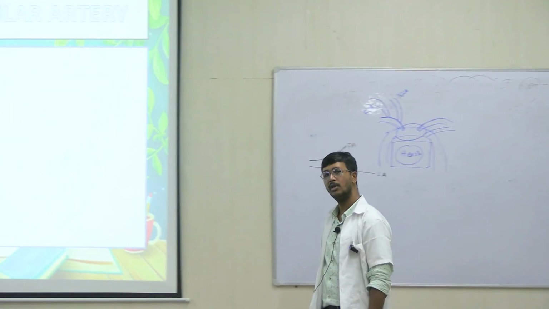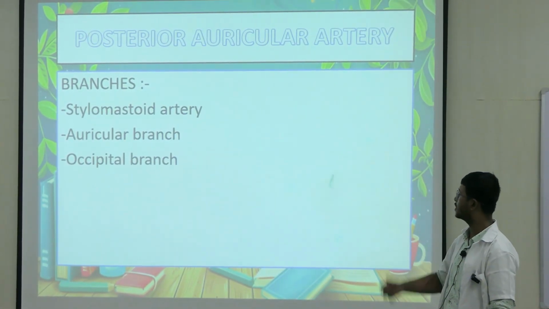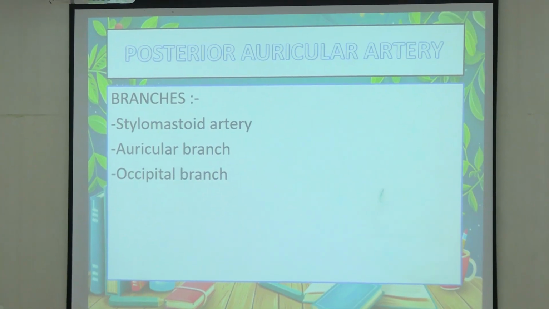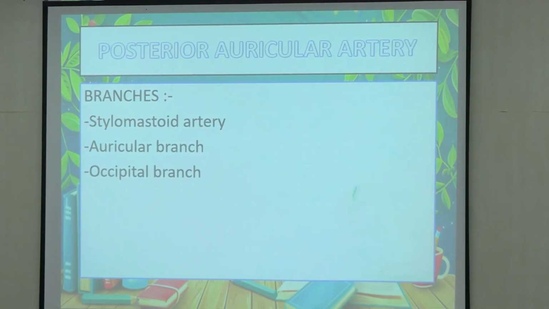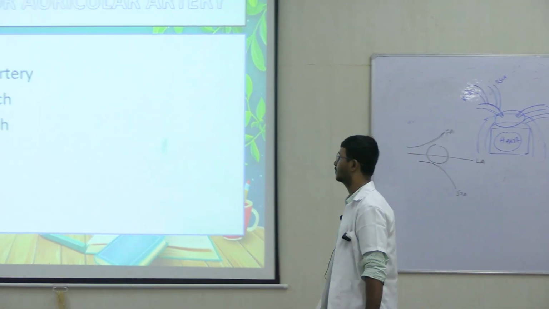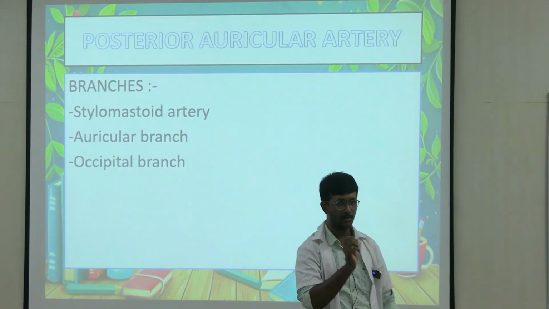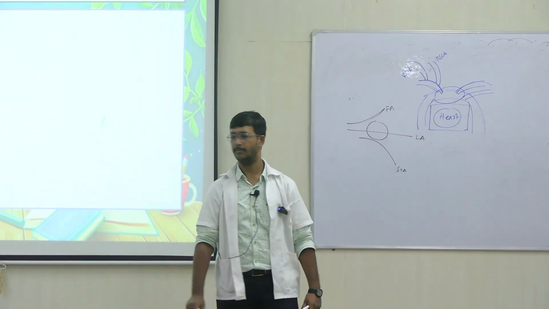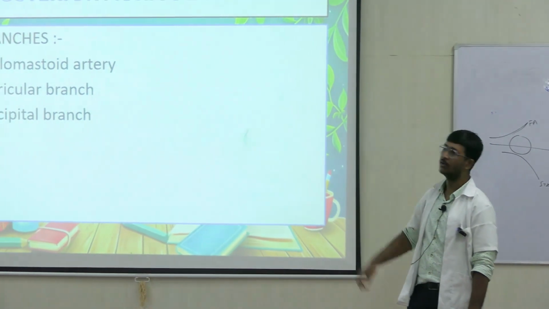Now posterior auricular artery is another posterior branch. It will be having the stylomastoid artery. This stylomastoid artery basically supplies your middle ear. So the middle ear has three ossicles: malleus, incus and stapes. This will be supplied by your stylomastoid artery. There is a foramen known as stylomastoid foramen through which this stylomastoid artery passes, and it supplies your middle ear. Auricular branch again supplies the ear, and then occipital branch.